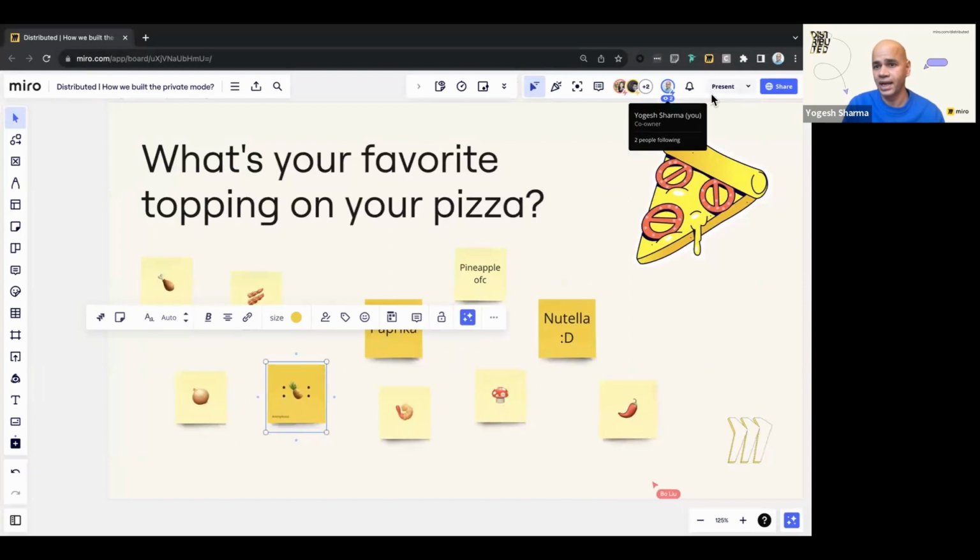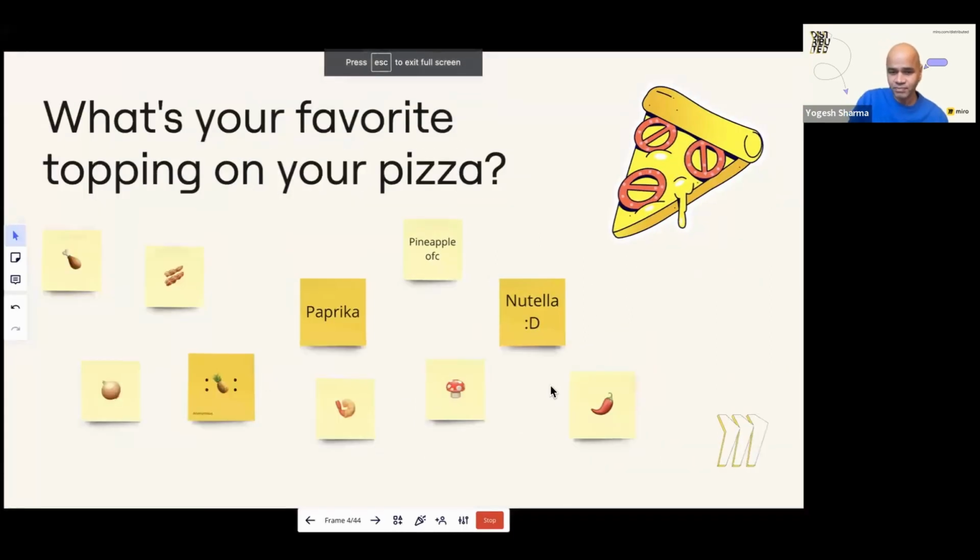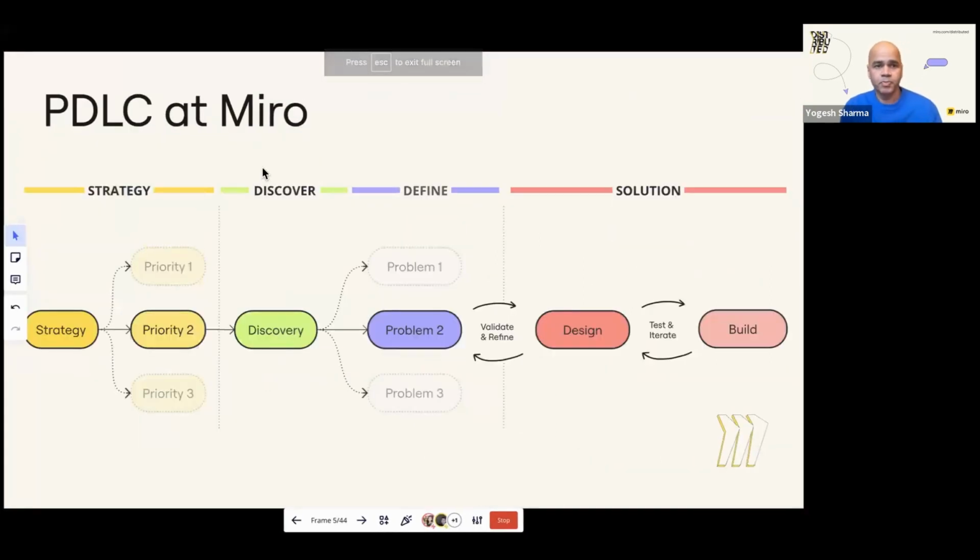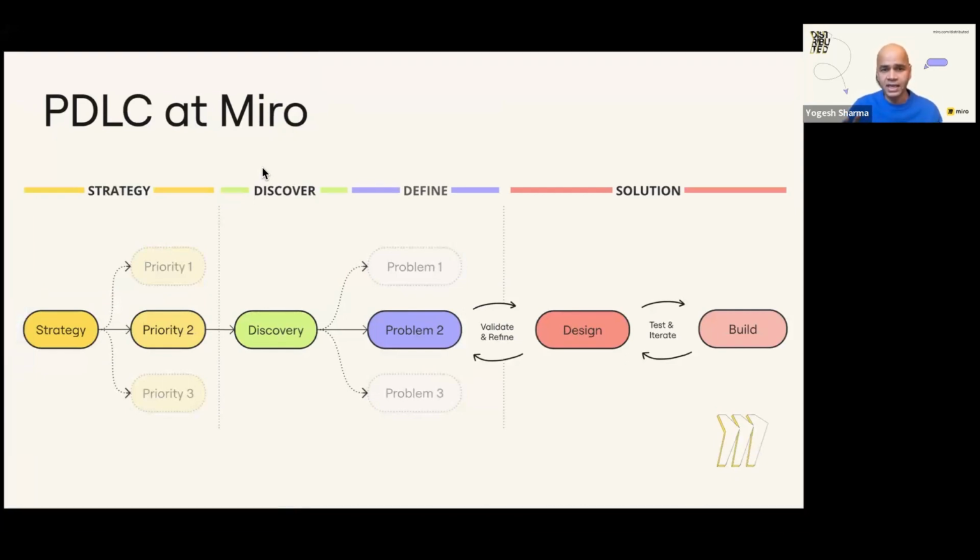Let me go back and start presenting again. The product development lifecycle at Miro, let me talk a little bit about that. This is a very high level overview, of course. From the product strategy, we come up with multiple priorities. If one of the priorities aligns well with our team, we would then go into detail and try to find out what the different problems in the space are. When we do that, we might come up with multiple opportunities or problems that we might want to solve.